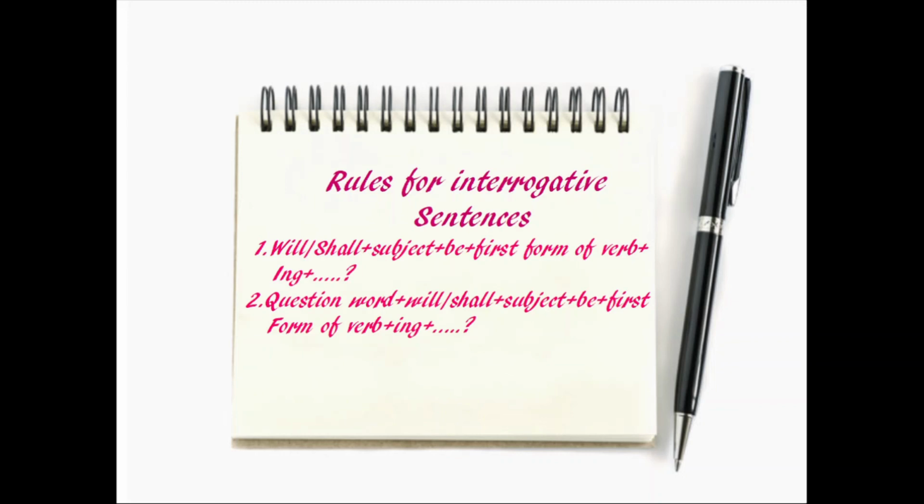Second one, question word plus will or shall plus subject plus be plus first form of verb plus ing plus the rest of the sentence and the question mark. For example, how long will they be traveling? So how is a question word. Will, they is a subject. Be, travel is the first form of verb and we are adding ing to it, traveling.